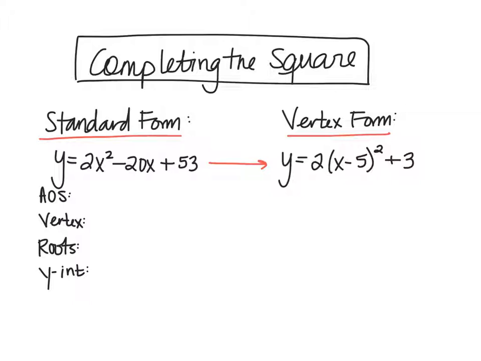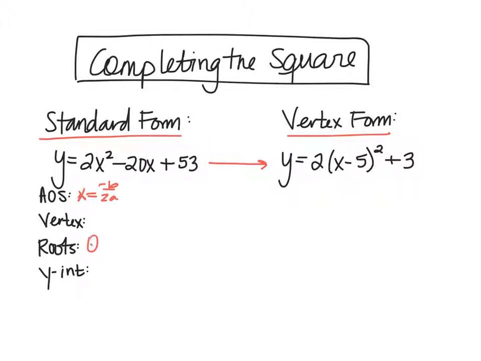So in standard form, some of these things are really easy to find. Remember, axis of symmetry we learned was x equals negative b over 2a. So in this case, we could use the negative 20 and the 2 to figure out the axis of symmetry. Vertex is a little tricky to find.